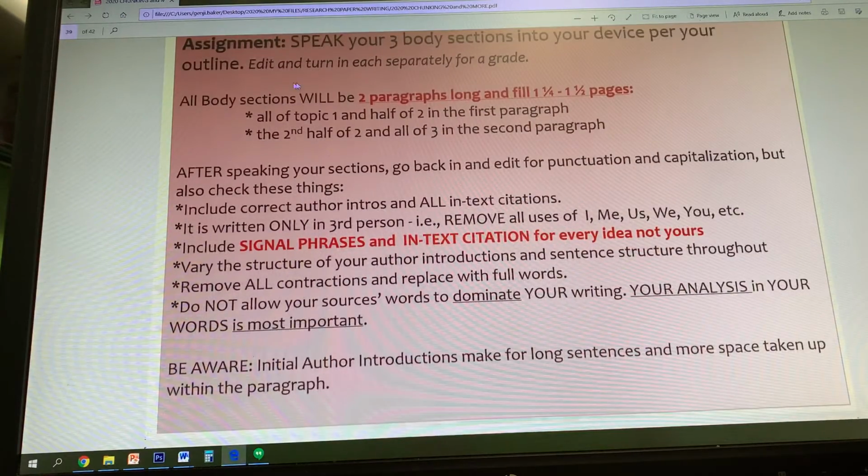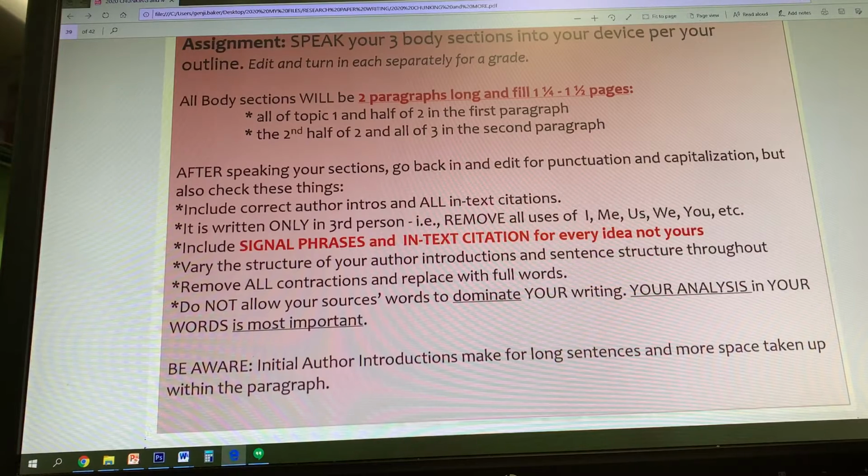You need to make sure that each of your body sections is 2 paragraphs long and fills 1 1/4 to 1 1/2 pages, okay? That means that each one of them is about 3/4 of a page, each paragraph. Now that's double spaced, Times New Roman, 12-point font, 1-inch margins as normal.